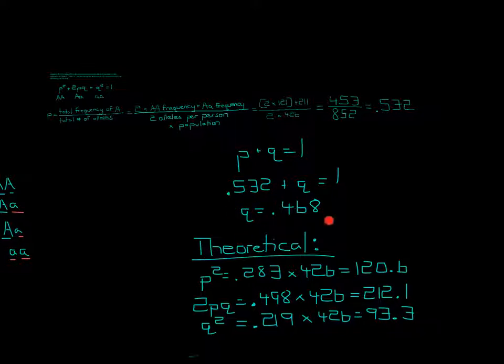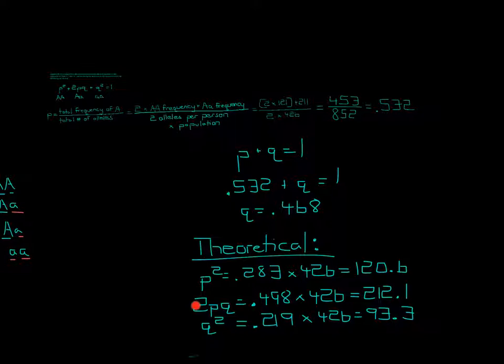So for the theoretical, to answer the question, since we now know the frequencies, we need to find out P squared for the theoretical Hardy-Weinberg population. So P squared, remember that 0.532 is P, not P squared. So it'd actually be 0.532 squared, which would be 0.283, times 426. We can't stop right here because even though this is P squared, we're trying to find it for our population, which is 426. So that'd be 120.6 people.